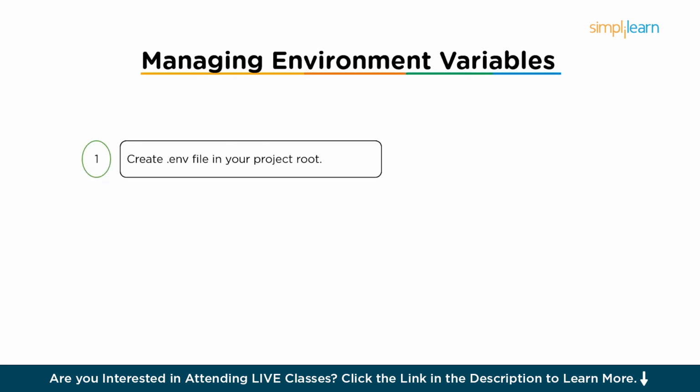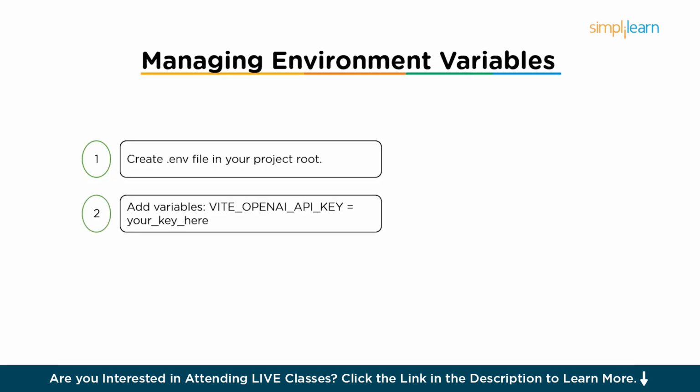The first step is to create a file named .env directly in the root directory of your project. This special file is where you will store your environment variables. Second, we have VITE_OPENAI_API_KEY equal to your key here. Inside this .env file, you will add your variables following a specific prefix convention. For Vite, for example, environment variables accessible in client-side code must start with VITE_. So you would write something like VITE_OPENAI_API_KEY equal to your secret API key here. Remember, there are no quotes around the value.